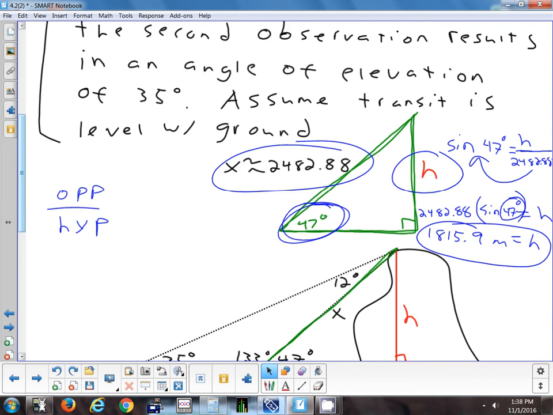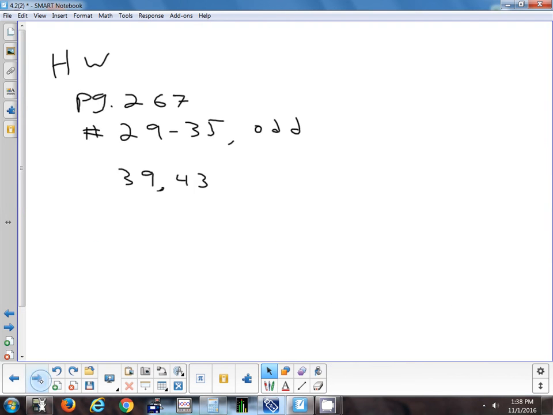All right. So I think it's probably a good place to stop for today. The homework tonight is on page 267, same page as last night. 29 to 35 odd, and 39 and 43. Some of these problems, as you solve them, are going to have two solutions. Some are no solution. And I think the last two are word problems.